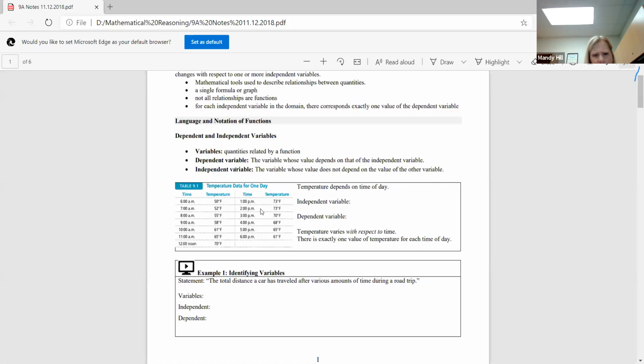So we've got an example here, and it says temperature data for one day. And it says temperature depends on the time of day. Okay, so what do we know about this? Just by reading this statement, I know some things. One thing I know is it says the temperature depends. Well, right away, I know that the temperature is my dependent variable because the temperature depends on something.